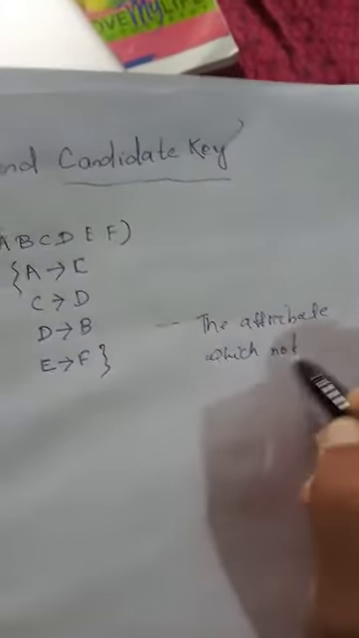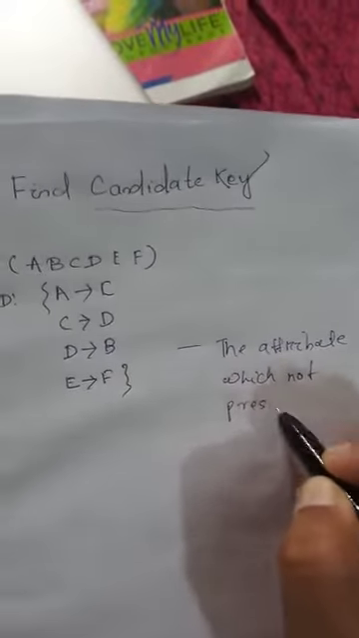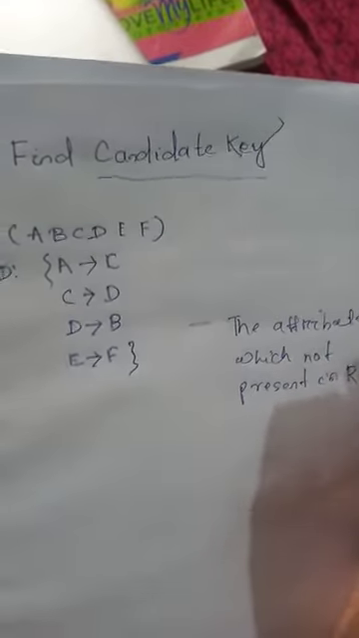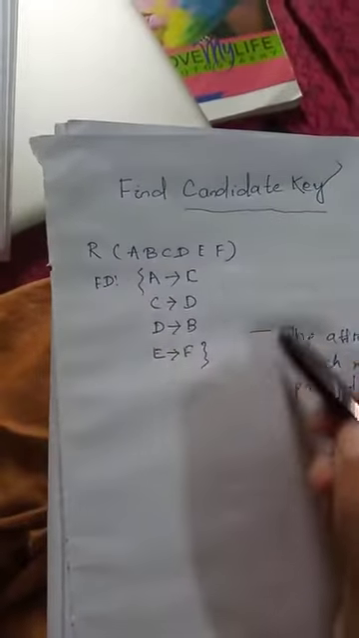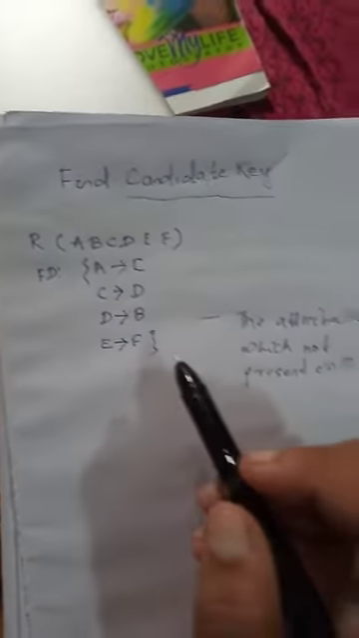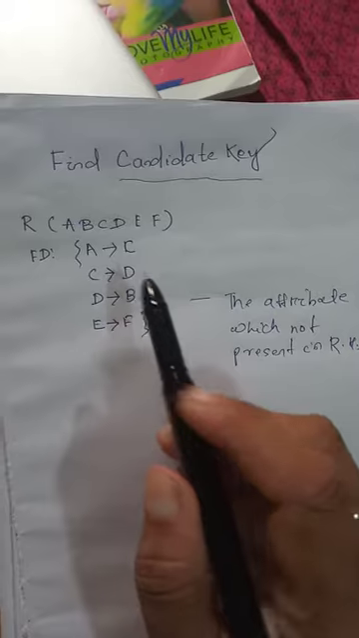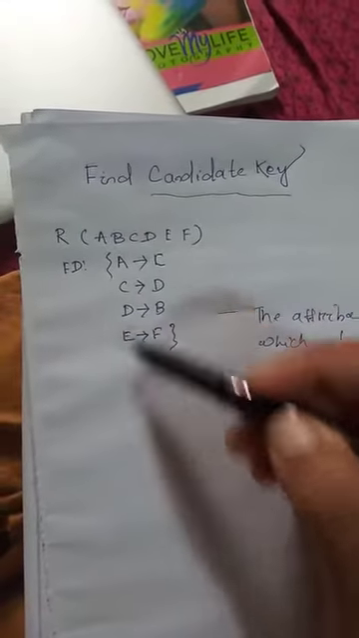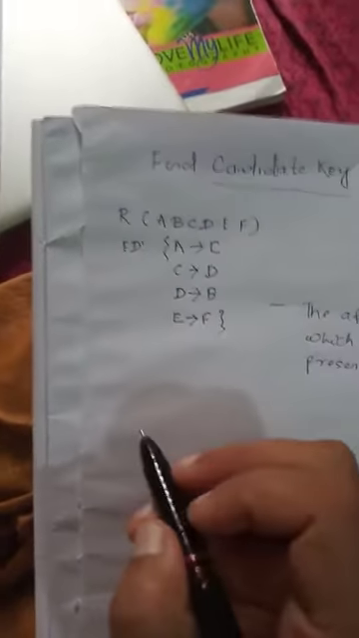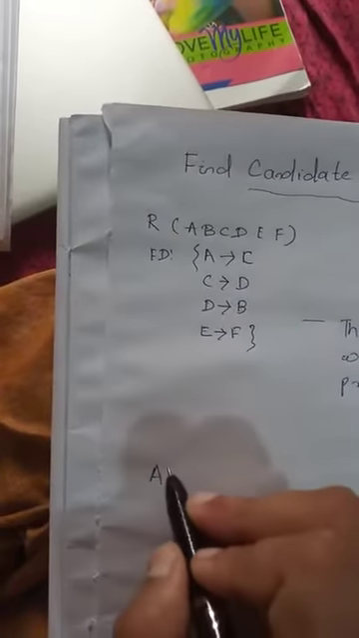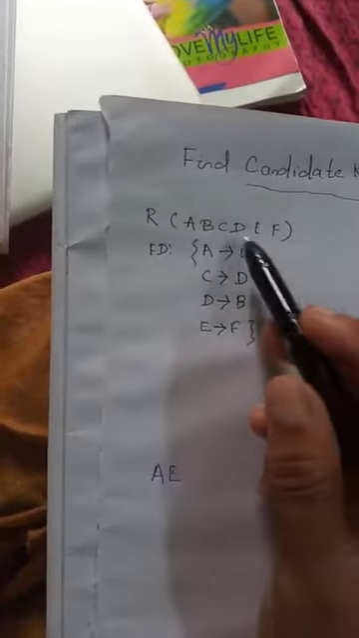which are not present in the RHS. From the given functional dependencies, we have to find out the attributes which are not present in the RHS sides. Which are the attribute A and the attribute E, that are not present there.